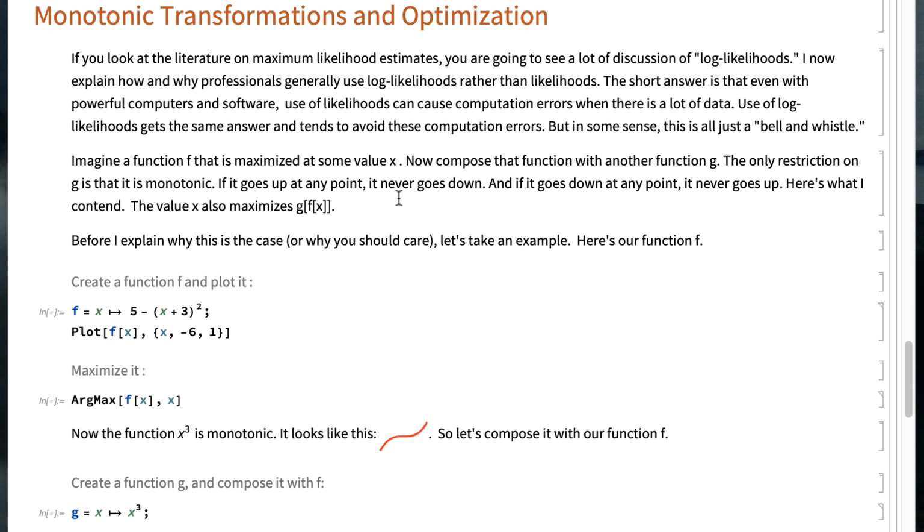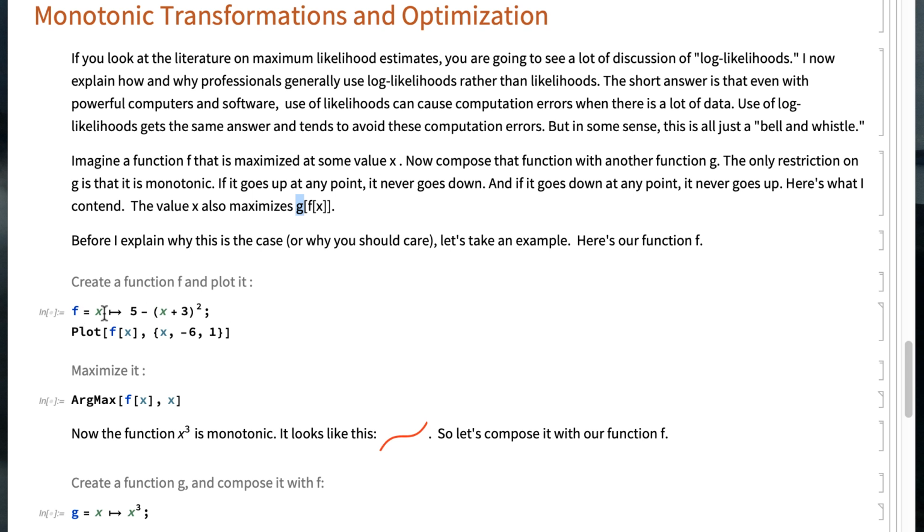And here's what I contend. I contend that that same value x that maximized f also maximizes g of f of x, of the composition. And therefore, if it's easier to actually work with g of f of x than it is to work with f of x, so long as g is monotonic, you are free to do so in an optimization problem. So before I explain further, let's take an example, okay?